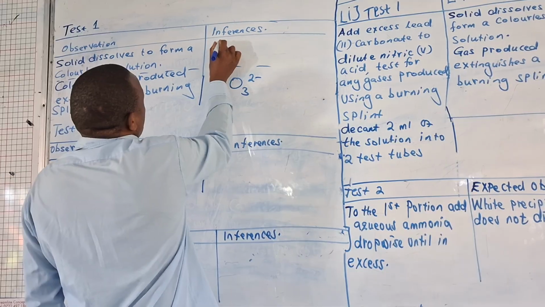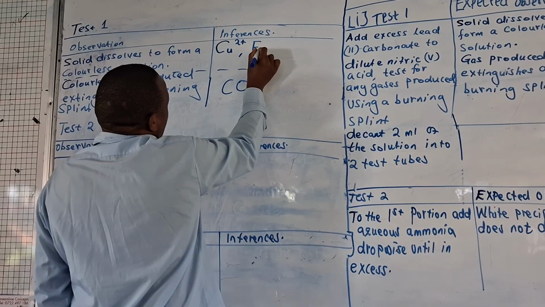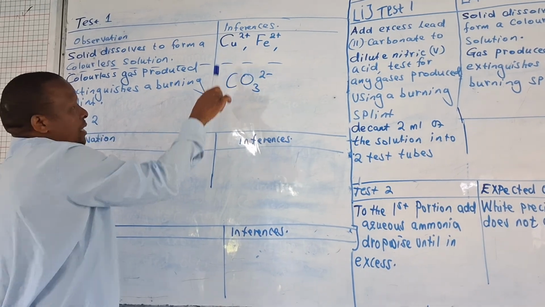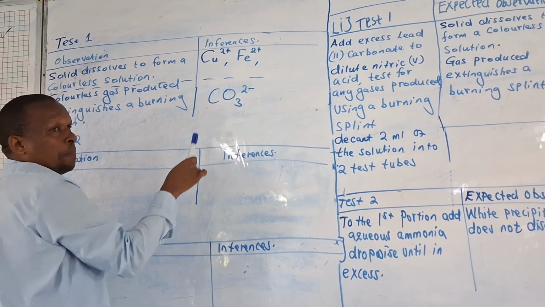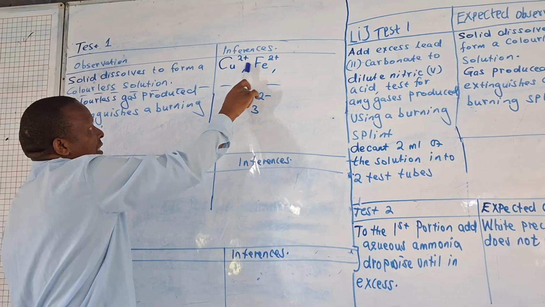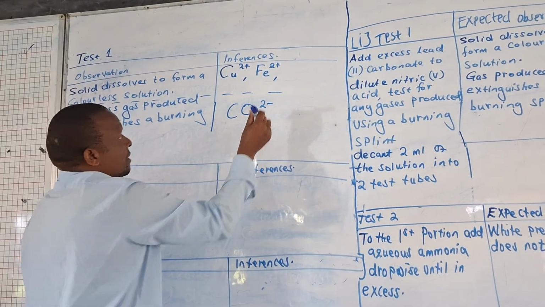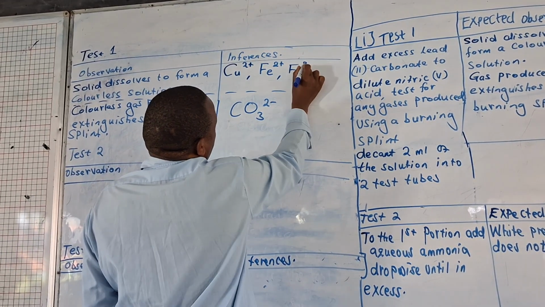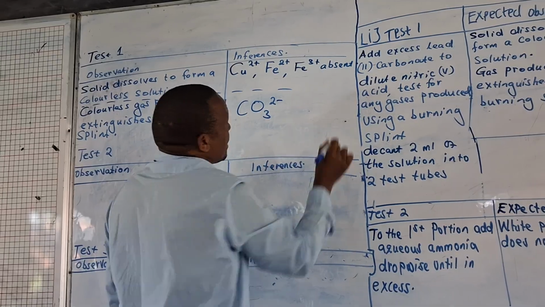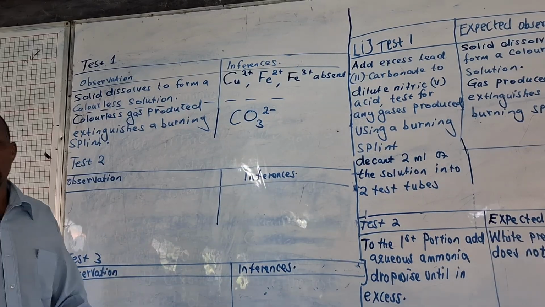So you write capital letter C, small letter u, 2 positive, comma. Capital letter F, small letter e, 2 positive, comma. Your capital letter C should be bigger than small letter u, and these 2 positive must be a superscript, separated by a comma. Capital letter F should not be cutting. This side should not be cutting. Okay? And then capital letter F e, 3 positive. This one you now indicate absent. When absent, you must indicate it is absent. When positive, you can leave it the way it is. Are we together?